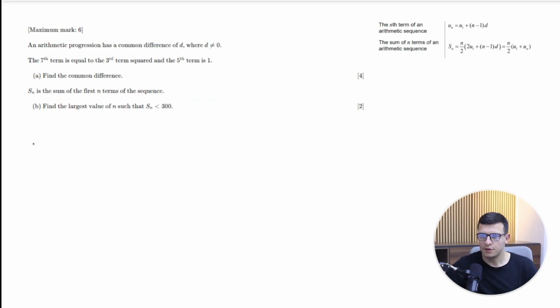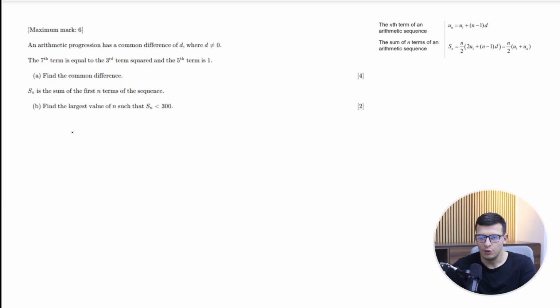An arithmetic progression has a common difference of d, where d is different than 0. The 7th term is equal to the 3rd term squared, and the 5th term is 1. Find the common difference. All right. So, a bit more confusing than the previous one, right?